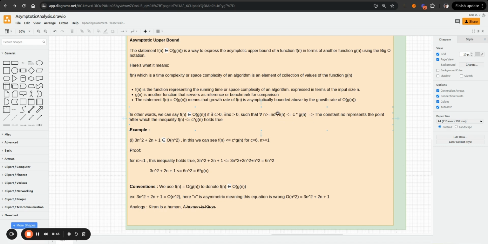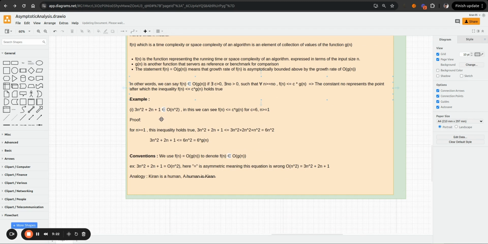So this inequality should hold true for a value c which should be greater than 0, and it is not needed that the inequality should be true for whatever the n value can be. It can be true after a certain point, let us say n naught. So in simpler terms, we can say that a function f of n belongs to big O of g of n if this inequality holds true after a certain constant called n naught. After n greater than or equal to n naught, if this inequality holds true, then we can say that f of n belongs to big O of g of n.